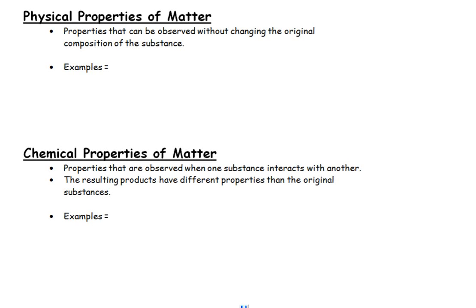I'm hoping that physical and chemical properties is also something that you are familiar with. Physical properties are those that can be observed without changing the original composition of a substance. And by the original composition, we mean the molecular structure. So for example, let's think about water. Water's formula is H2O. Water is H2O.